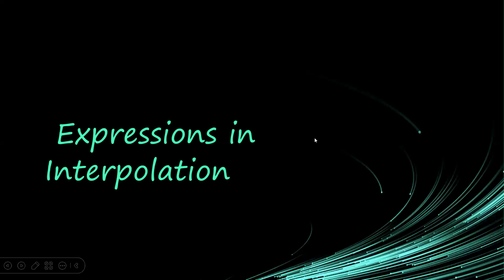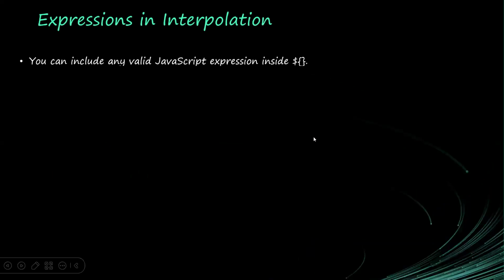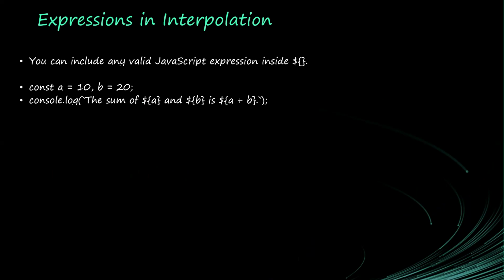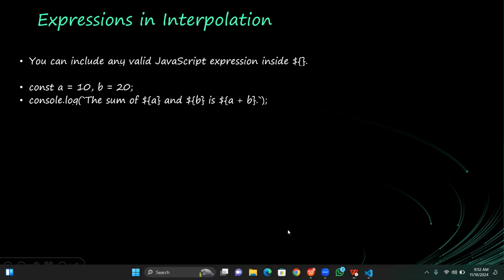So how do you embed expressions in interpolation? You can include any valid JavaScript expression inside the dollar and curly braces. Any expression at all. So this is a normal one. You can see the second one here has A plus B. You can do any expression at all. Let's go to code and see.